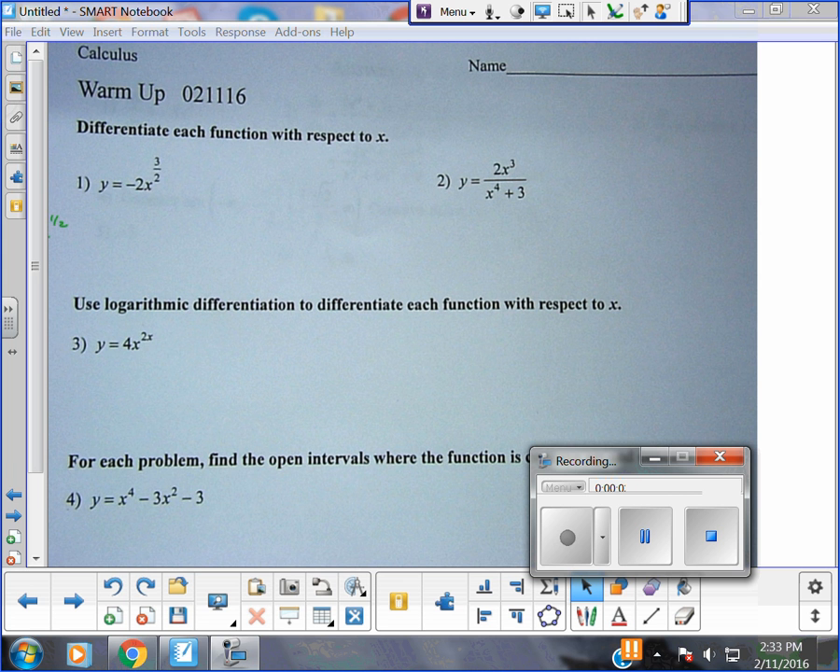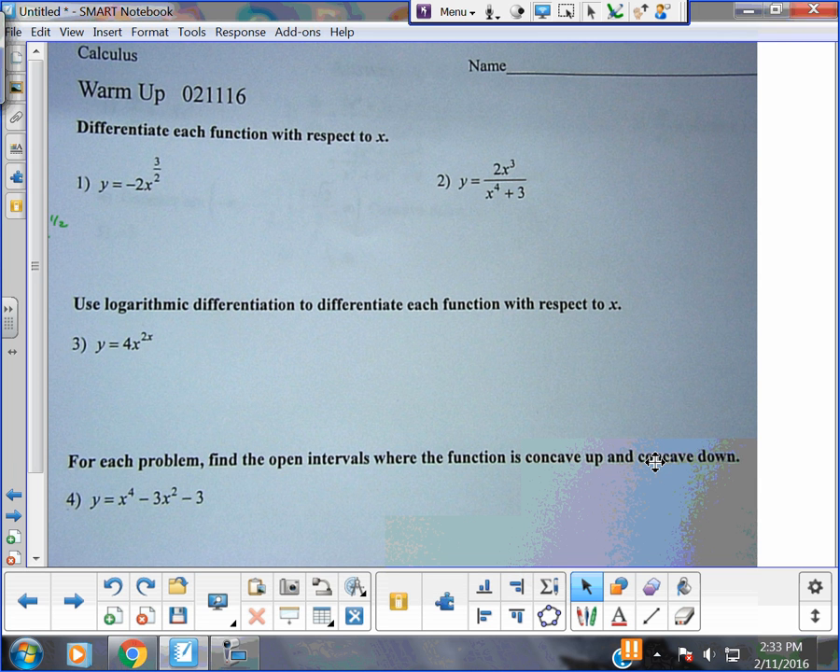Alright, so what we have is a little warm-up here, basically from derivatives, including logs, through curve sketching and some basic Riemann sums type of positions, chapter 5 in the Stewart book. So number 1 is just differentiate each function. First one's the power rule.